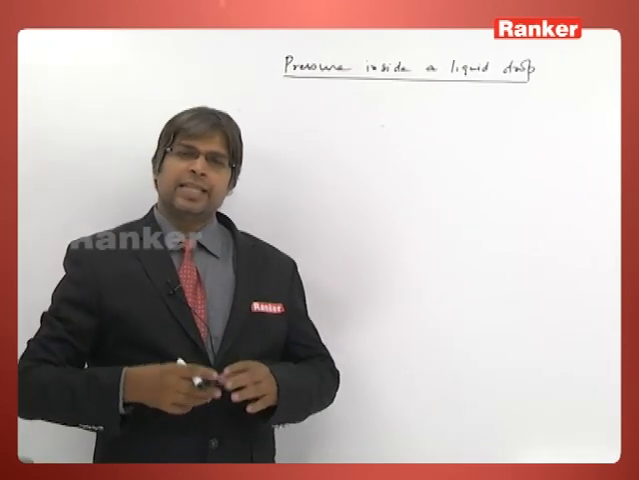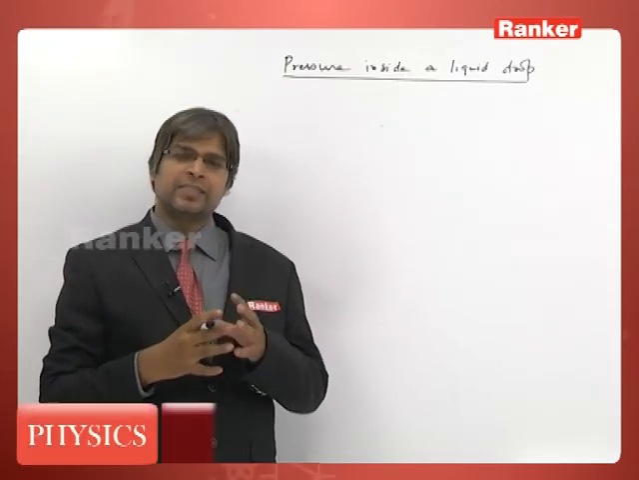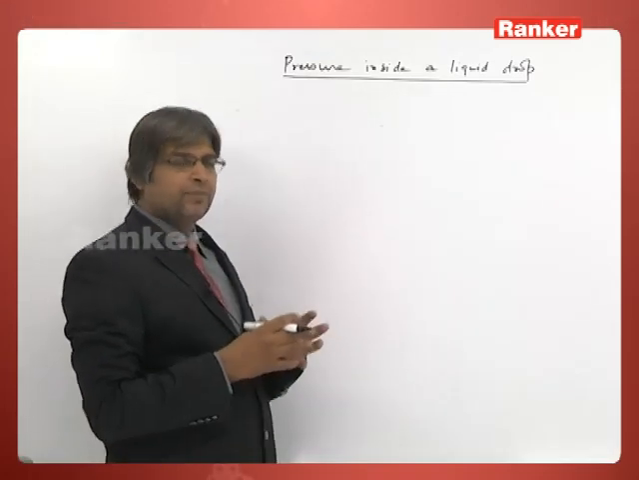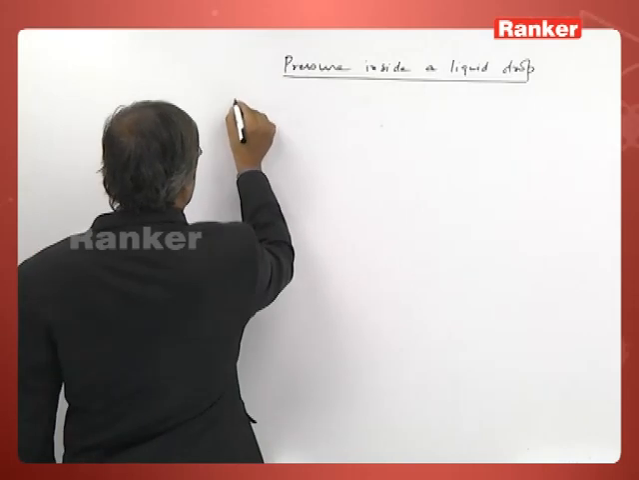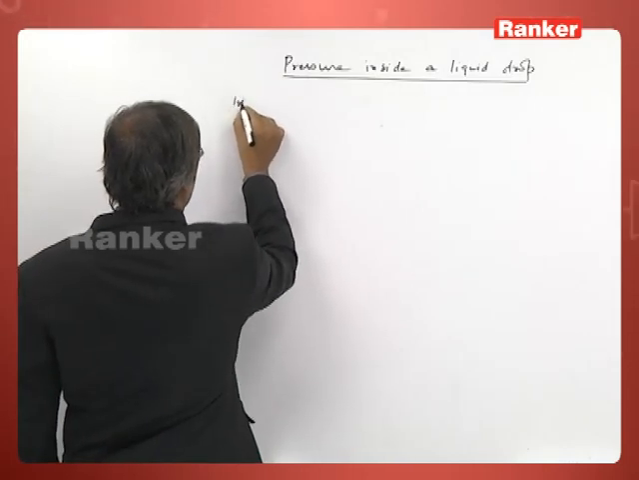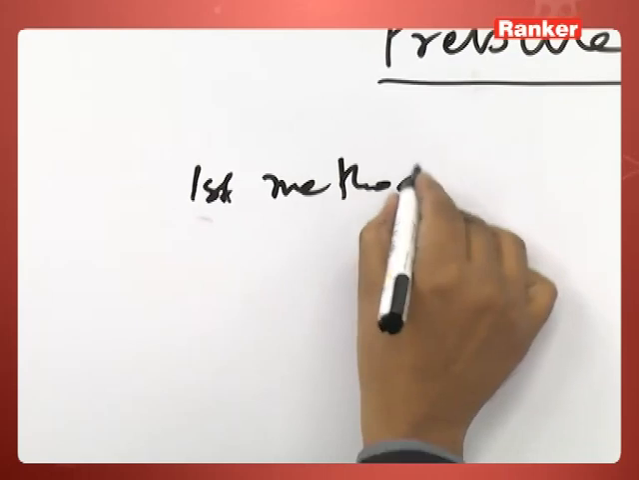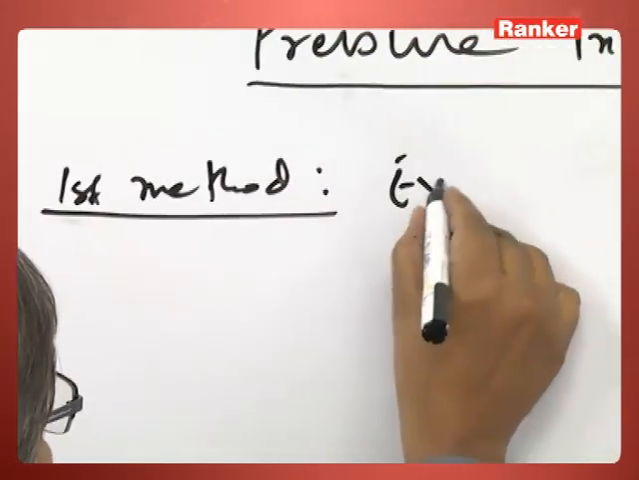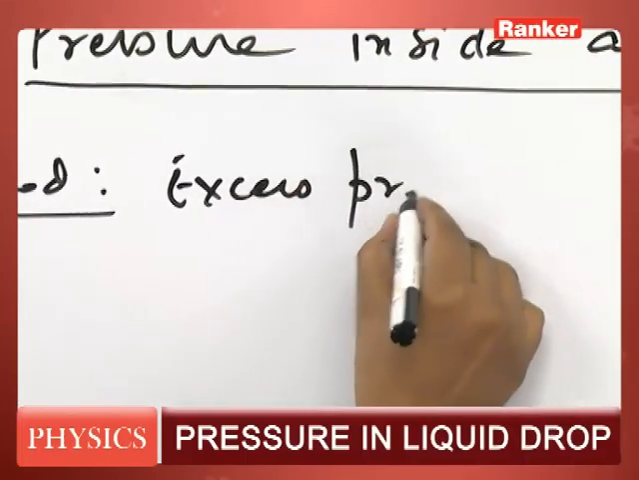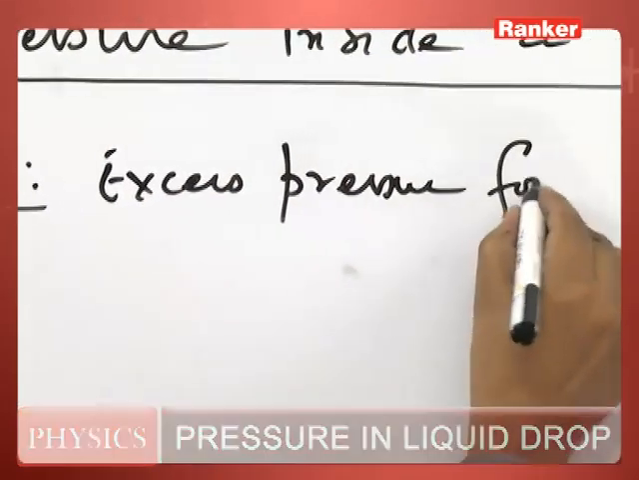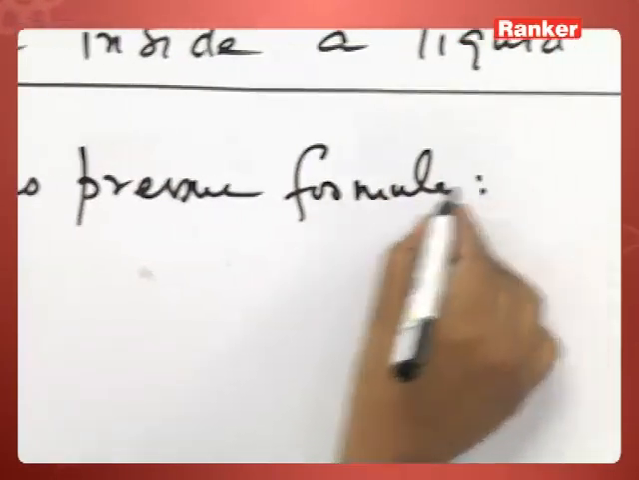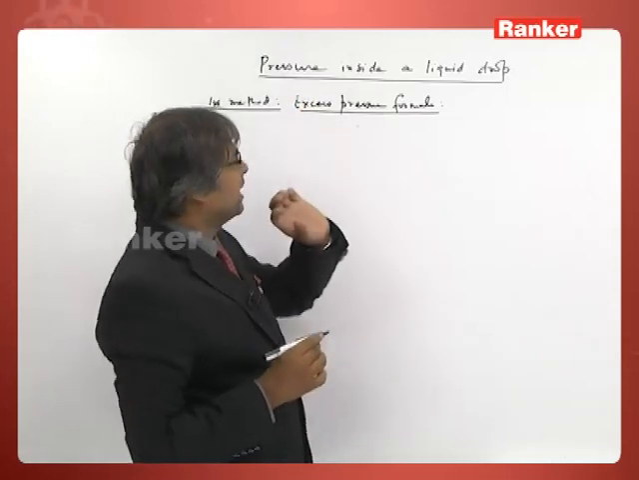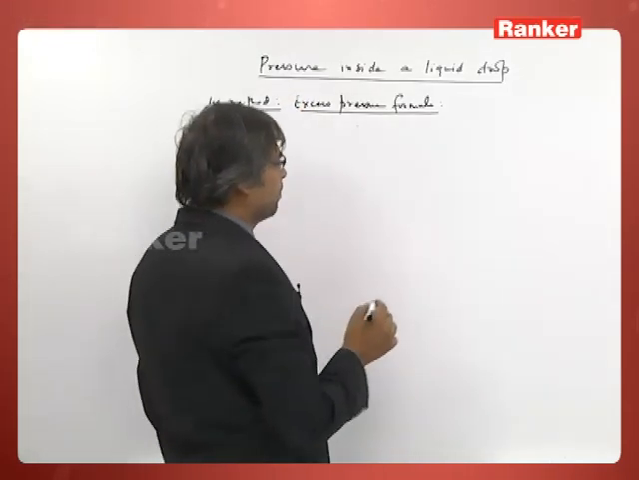Now let us see what the pressure inside a liquid drop is. Here we neglect gravity. We will use three different methods. The first method is the excess pressure formula. We will directly use our derived excess pressure formula to determine the pressure inside a liquid drop.